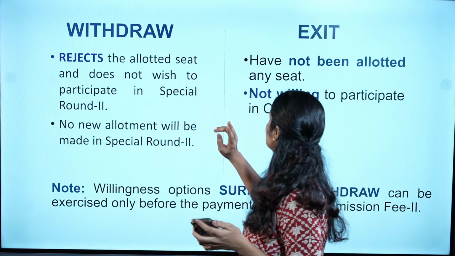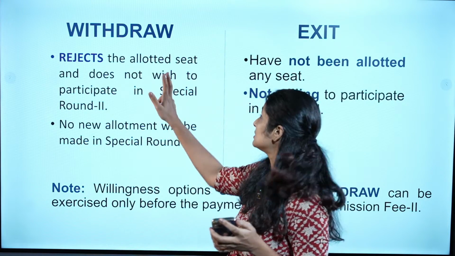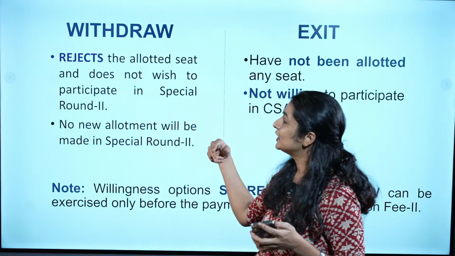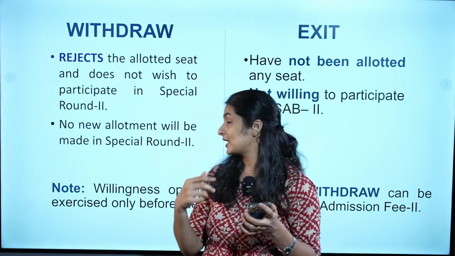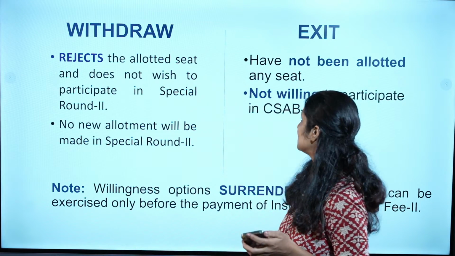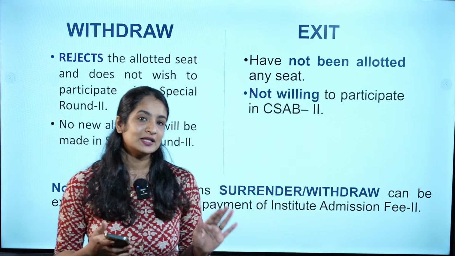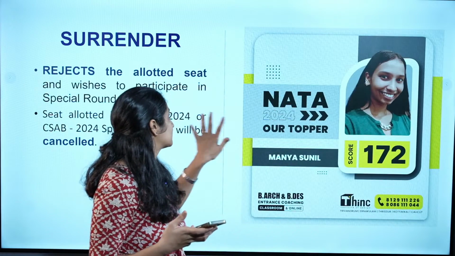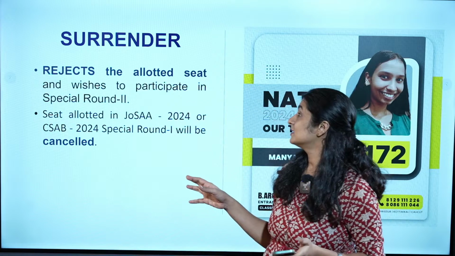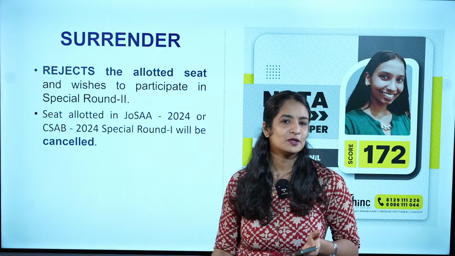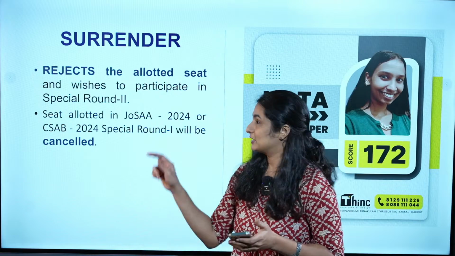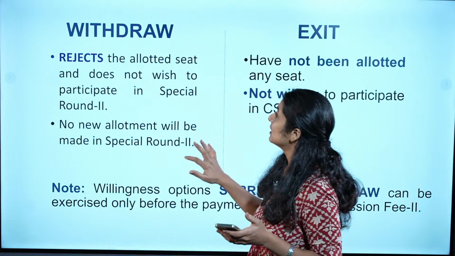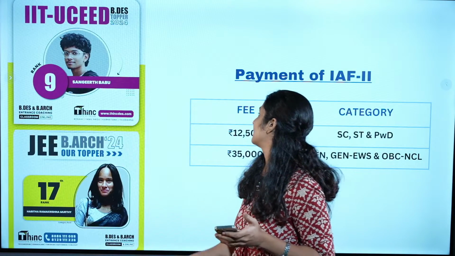Okay, so another two new things that you're not familiar with are withdraw and exit. In case of withdraw, you are rejecting the seat that's allotted to you and you don't want to try in the second round of allotment. And exit is that you have not been allotted a seat in the first round of allotment and you don't want to try your luck in the second round of allotments. And surrender is that you are rejecting the seat that you have been allotted but you want to try again in the second round of allotment. So there are freeze, float, slide, withdraw, exit and surrender as well.